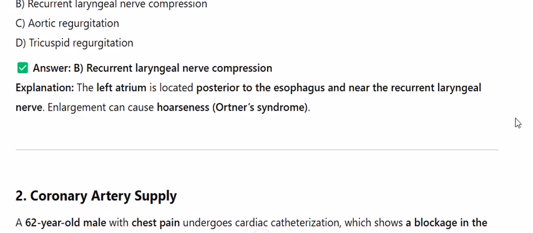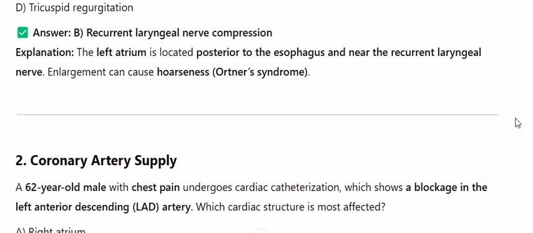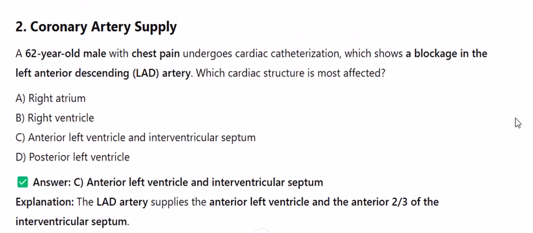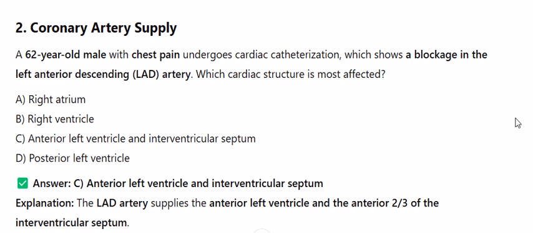2. Coronary artery supply. A 62-year-old male with chest pain undergoes cardiac catheterization, which shows a blockage in the left anterior descending, LAD, artery. Which cardiac structure is most affected? A. Right atrium. B. Right ventricle. C. Anterior left ventricle and interventricular septum. D. Posterior left ventricle. Answer C. Anterior left ventricle and interventricular septum. Explanation. The LAD artery supplies the anterior left ventricle and the anterior 2/3 of the interventricular septum.